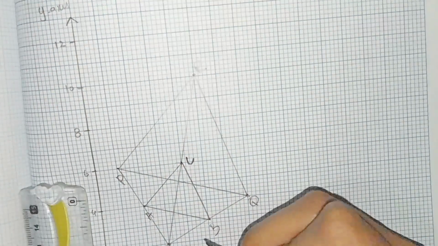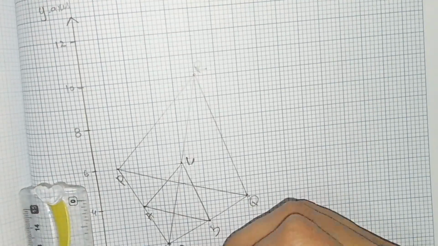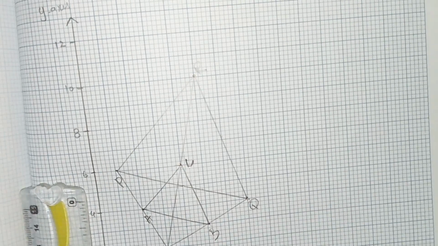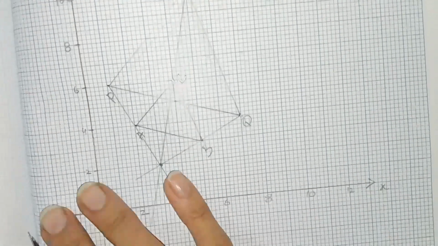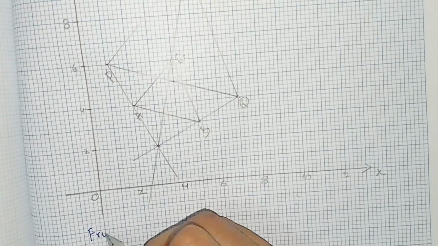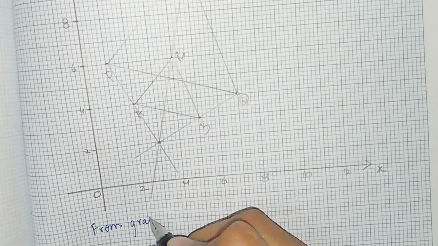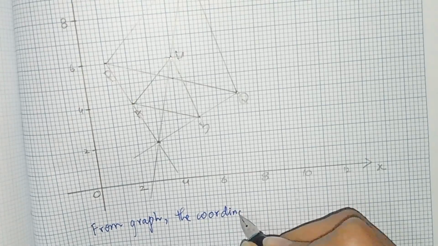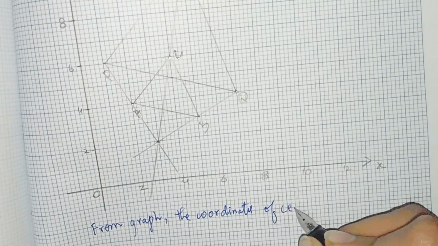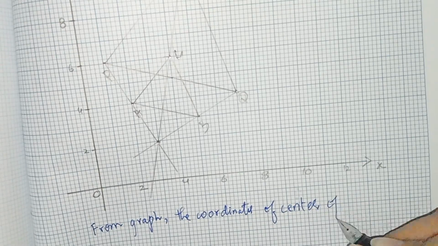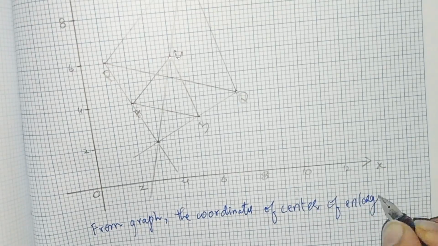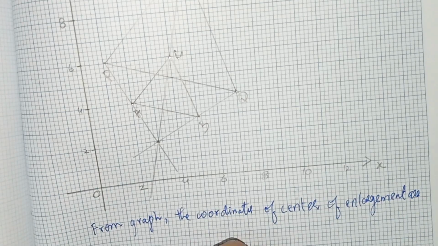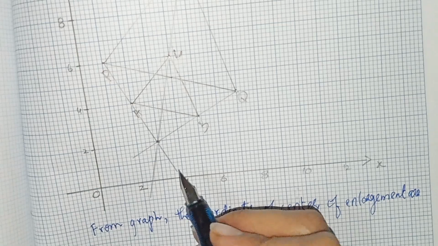And now students, this is the center of enlargement, and the coordinate of center of enlargement is 3 and 2. So we write there, from graph, the coordinate of center of enlargement is 3 and 2.